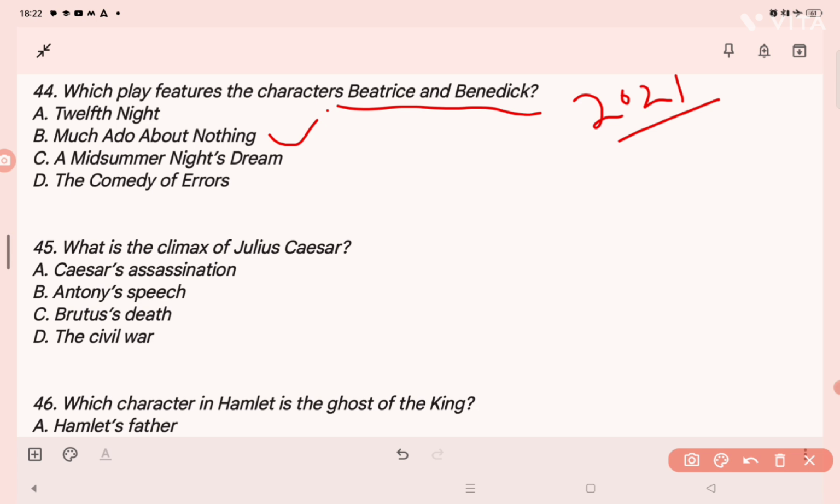Much Ado About Nothing features the characters Beatrice and Benedict, whose witty banter masks their love for each other. What is the climax of Julius Caesar? Caesar's assassination.